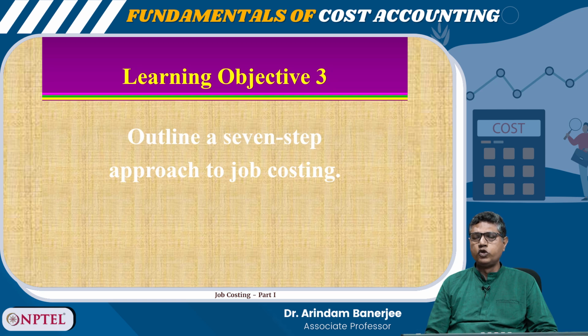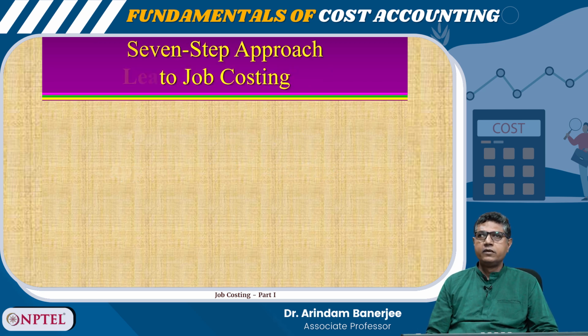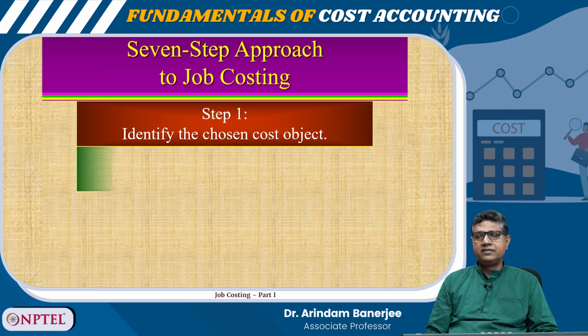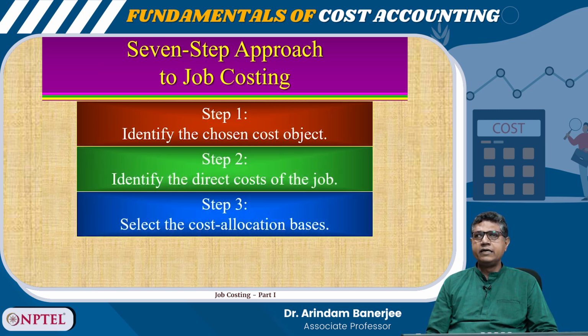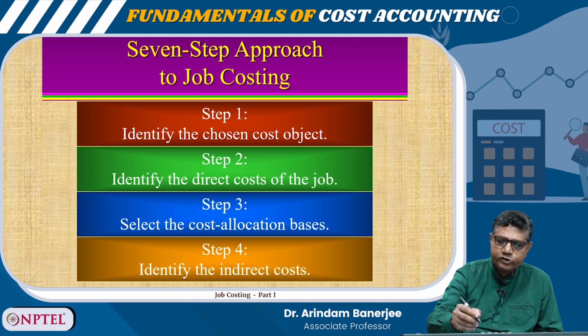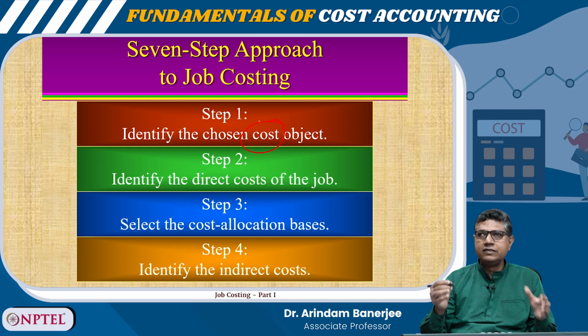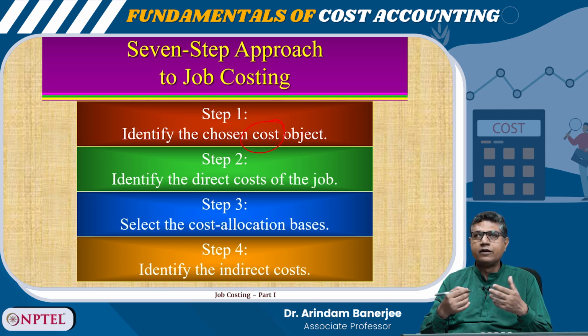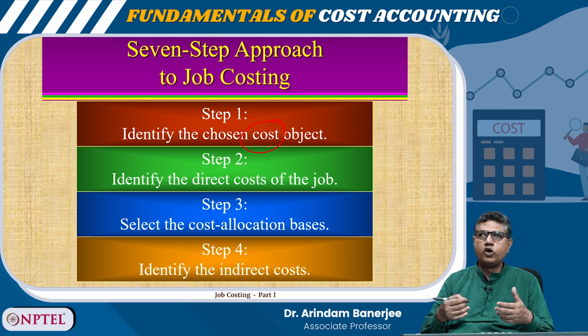There is a 7-step approach to job costing. In this session, we will particularly discuss the job costing system. The process costing system we will discuss in a forthcoming session. So, what is the 7-step approach? Step 1 is to identify the chosen cost object. In our example, if I want to calculate the total cost of a boiler, I need to choose the object for which I want to calculate the total job cost.